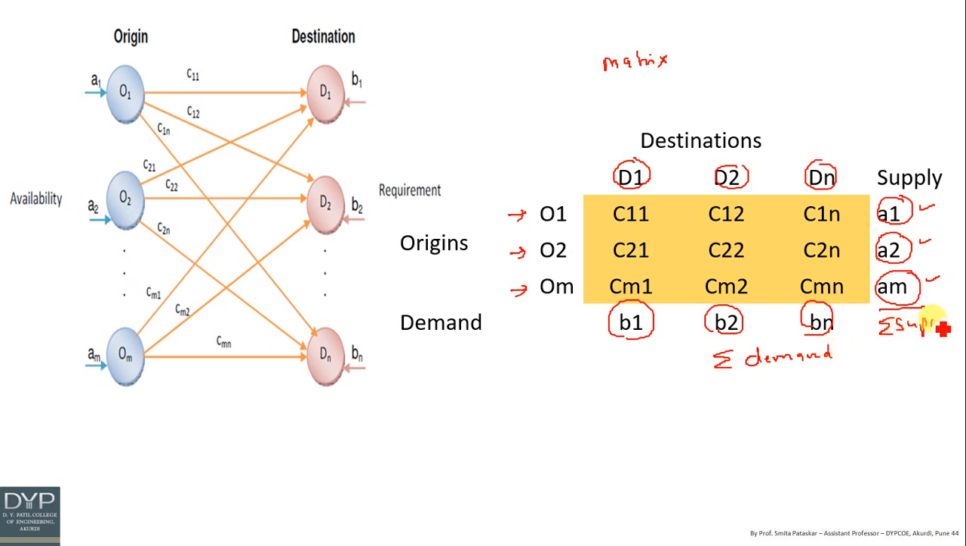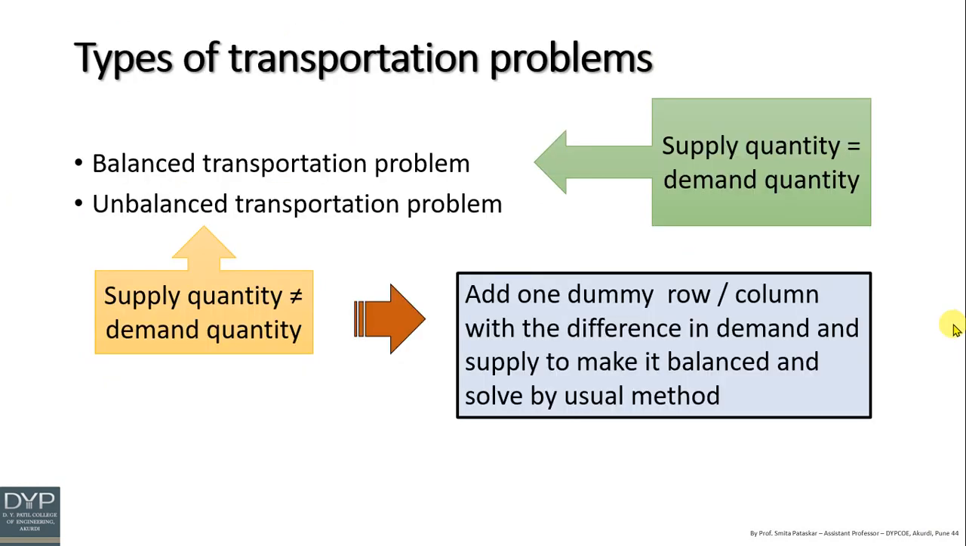When these are equal, it is called a balanced transportation problem. When these are not equal, it is called an unbalanced transportation problem. So when it is a balanced transportation problem, you can start directly with the solution of the problem. But when it is an unbalanced transportation problem, then you have to add either a dummy row or a column, which we are going to see in the next videos.